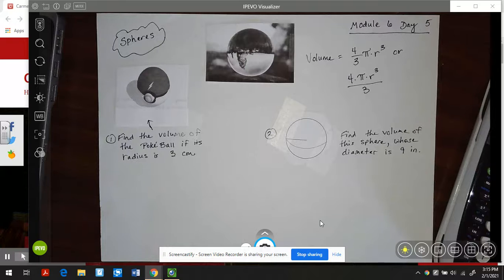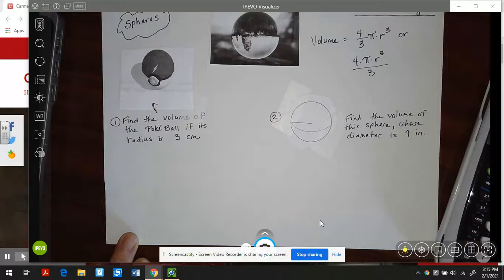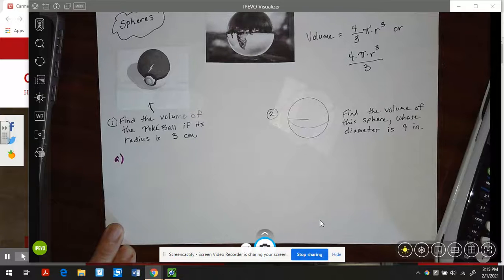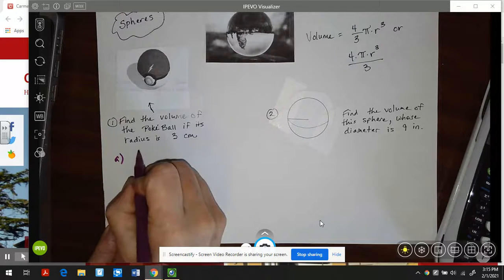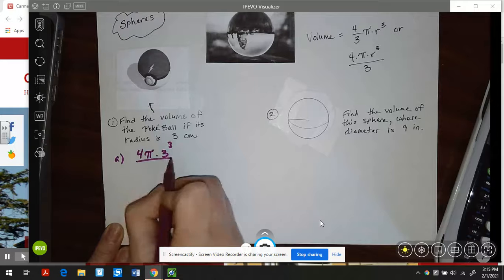All right, problem number 1, we're going to find the volume of the Pokeball if its radius is 3 centimeters. We're first going to find this, leaving pi in the answer, and then we'll do the decimal estimate. So let's just write out the formula. 4 times pi times 3 to the third all over 3.